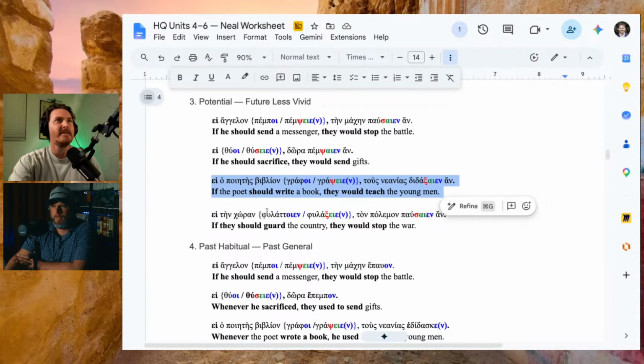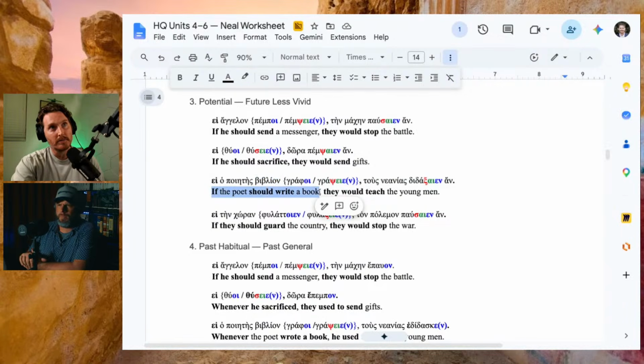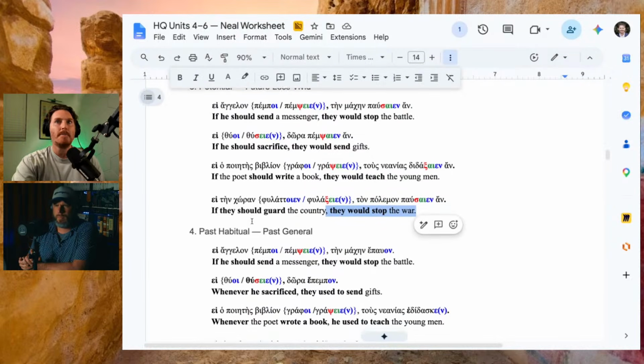It's less vivid. Ei ho poietes biblion graphoi. So if the poet should write a book, but he's probably not going to because he can't write, they would teach the young men, tous neanias didaskaien an. And then ei ten choran phylatoien, if they should guard the country, which they probably won't, ton polemon pausaien an, they would stop the war.